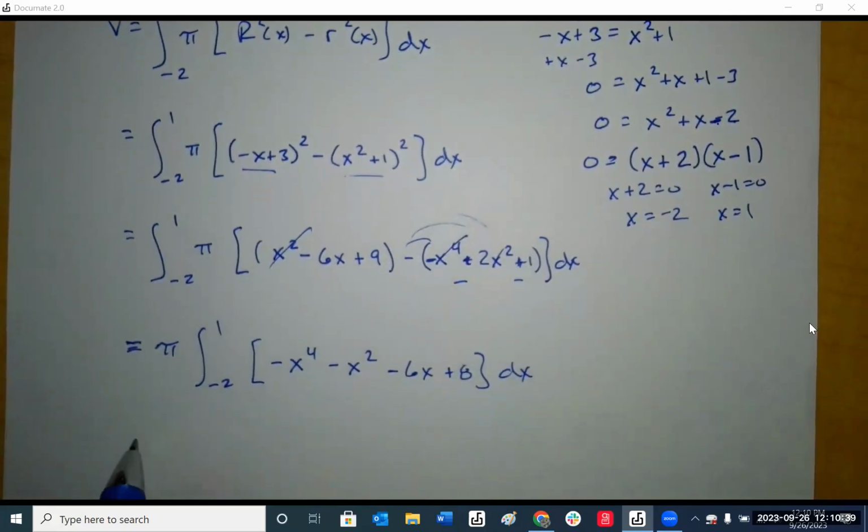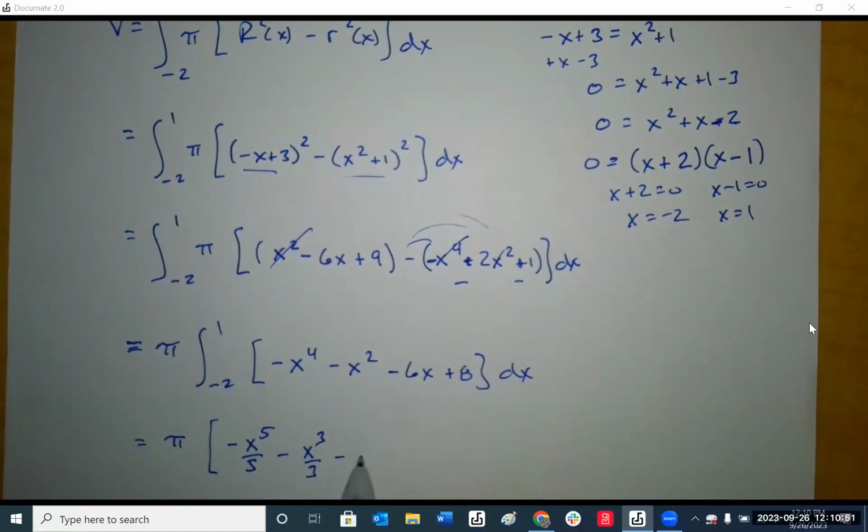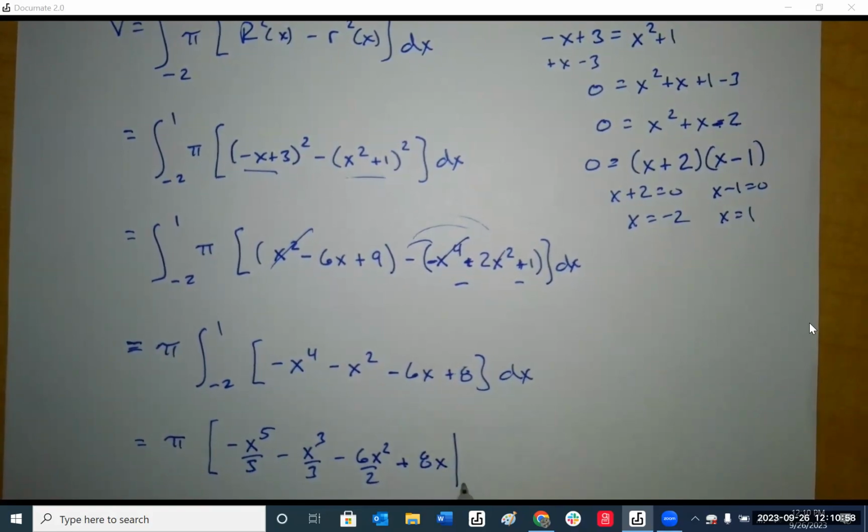Now we integrate it. Negative x to the 5th over 5, x cubed over 3, x squared over 2, 8x, from -2 to 1.